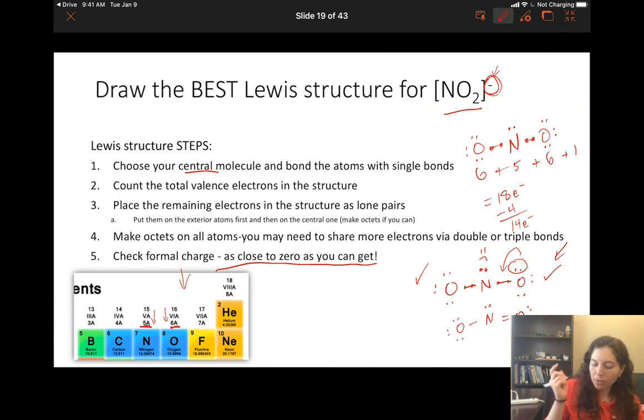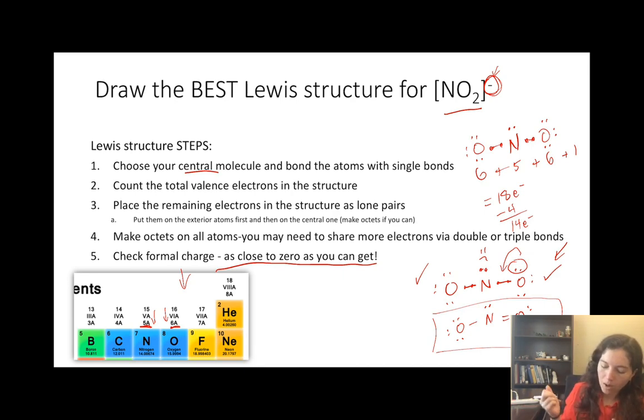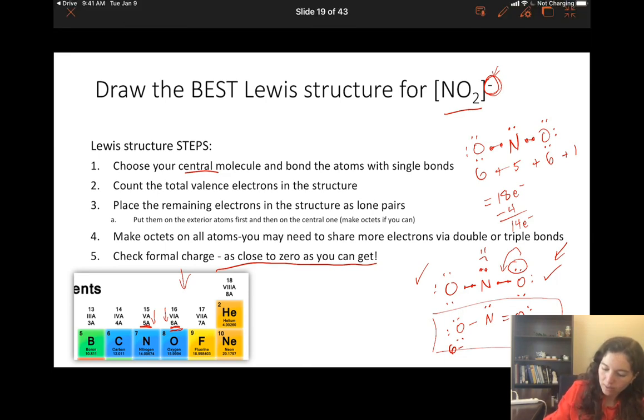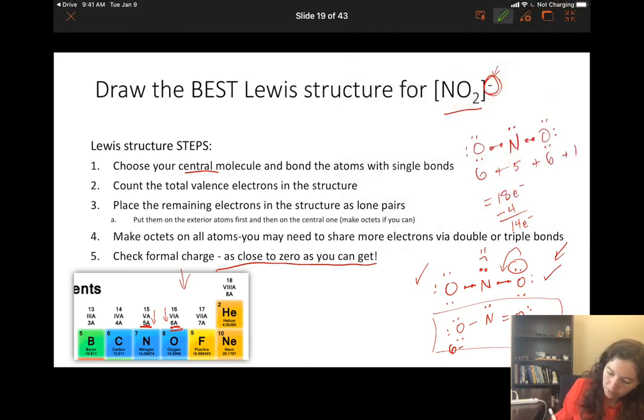So this is what our structure would look like if we put all of the electrons on it and fulfill the octet rule. So let's check our formal charges now. For formal charge, oxygen wants 6. In this case, it has 7. Let me draw my circles to help you see that. It's only got 1 here, so it's got 7. So this one is a -1.